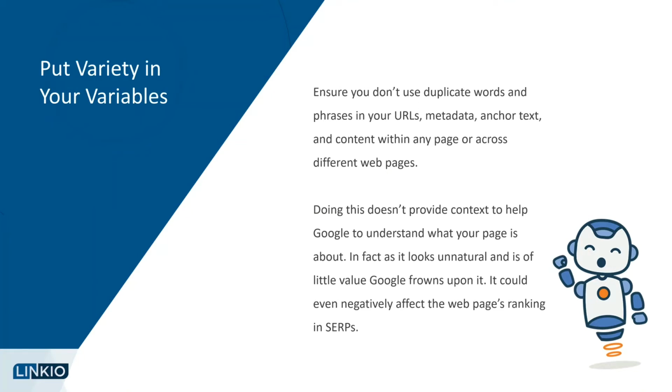I want to show you a few simple ways that you can consider optimizing. When you're adding content, when you're planning content, variety is the spice of life when it comes to SEO. Just like humans have a ton of different ways to say the same kind of ideas, Google is looking for some variety in your content as well. So avoid using duplicate words and phrases in URLs, metadata, anchor text, and content within the page and across all of your pages.